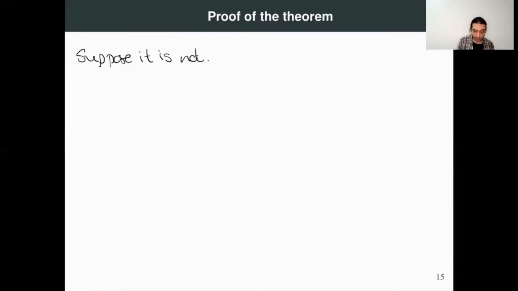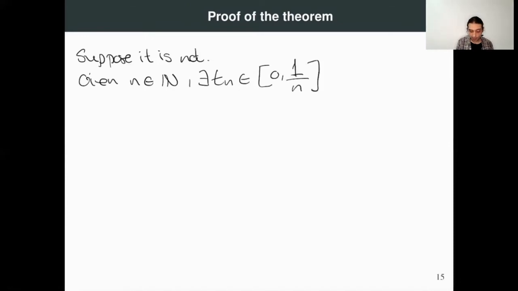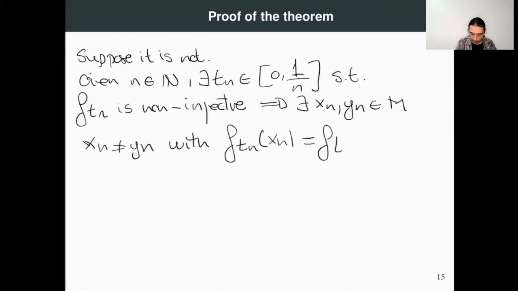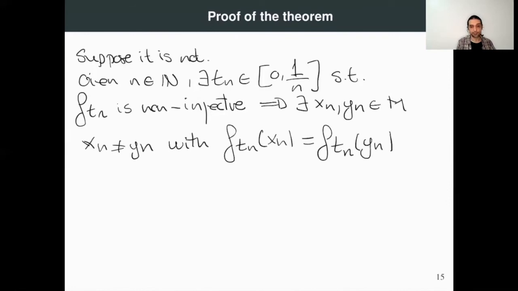Okay, so that implies in particular that given a natural number n, there exists Tn that belongs to the closed interval whose ends are 0 and 1 over n, such that f Tn is non-injective, right? But if this happens, then there are points xn and yn that belong to the manifold M, and they are different, of course, such that f Tn applied to xn is equal to f Tn applied to yn, right?